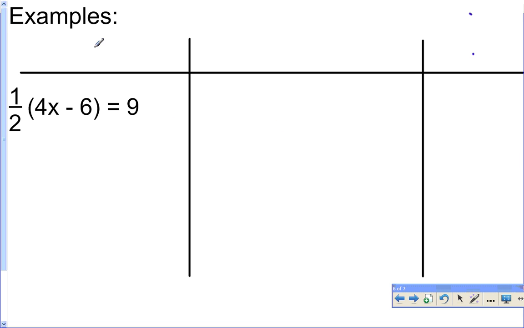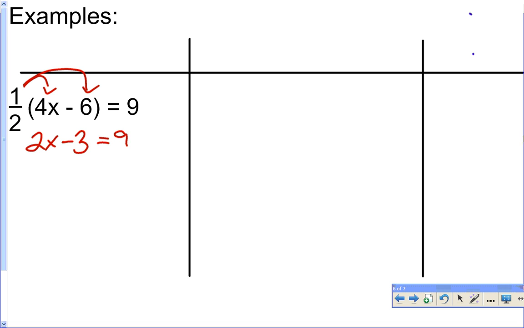So let's try a fraction, because everyone loves fractions. I got parentheses. I want to get rid of them. So I'm going to distribute 1/2 times 4x. It's the same thing as saying what's half of 4x. Half of 4x is 2x. Bring down the minus sign. 1/2 times 6. Same thing as what's 1/2 of 6 is 3.